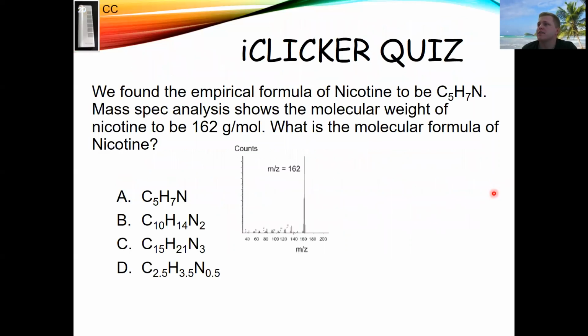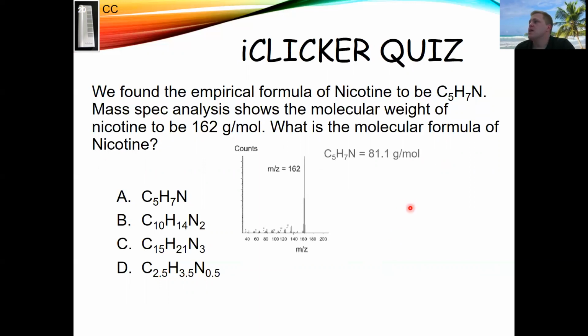Okay? Let's practice that. Here we found the empirical formula of nicotine to be C5H7N. So we just did that with a combustion reaction. And our mass spectrometry analysis shows the molecular weight of nicotine to be 162 grams per mole. So that means our molecular ion peak showed up at 162 on our x-axis here. What is the molecular formula of nicotine? All right, if you want to pause it now and work this problem by yourself and then check with my solution, you can. So go ahead and pause it.